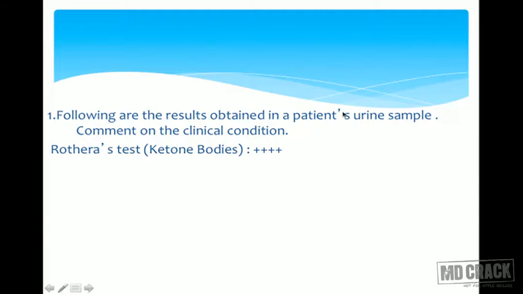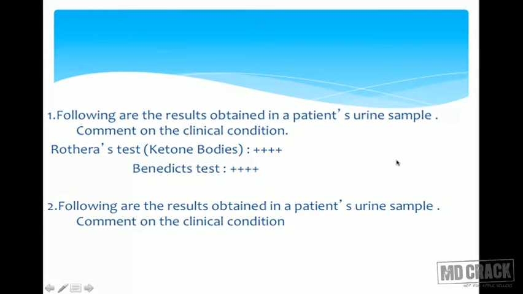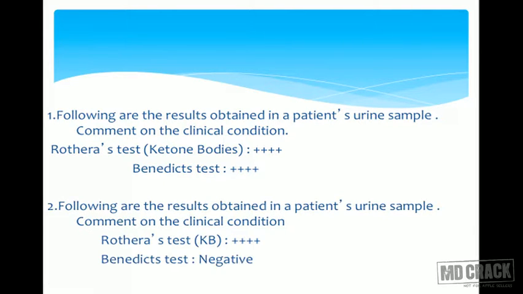If a Rothera's test is positive in the urine sample and Benedict's test is also positive, can you comment on the clinical condition? I want you to pause your presentation here and look at this slide. What do you think is happening? And this is one more condition in which the Benedict's test with the urine is negative. Here Benedict's test is positive. So what is your comment on the clinical condition? Please look at it and try to think over the answer.